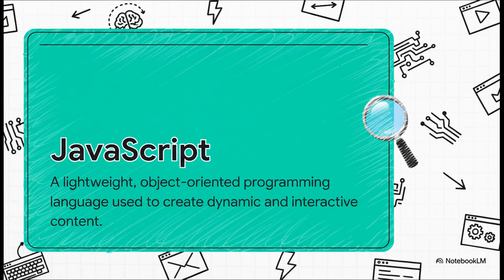Well, the official definition calls it a lightweight, object-oriented programming language. Now, object-oriented is just a fancy way of saying it organizes code into neat, reusable pieces, kind of like building with Lego bricks. But the key part of that definition, the most important part, is its purpose, to create dynamic and interactive content. It's the engine that makes things happen.